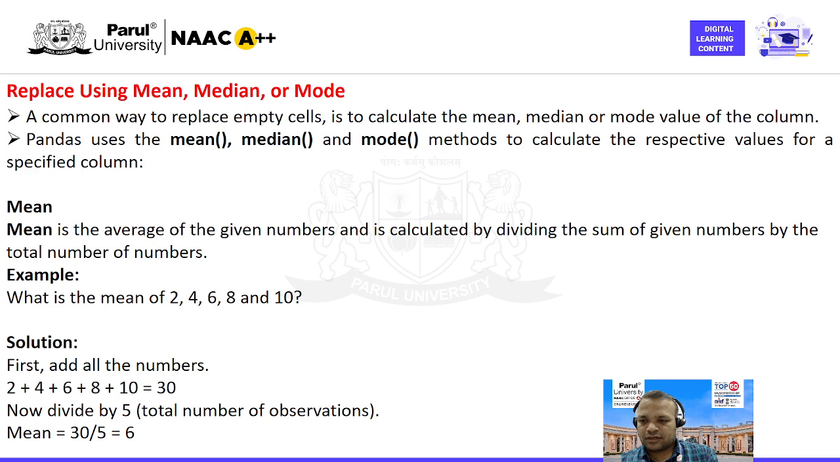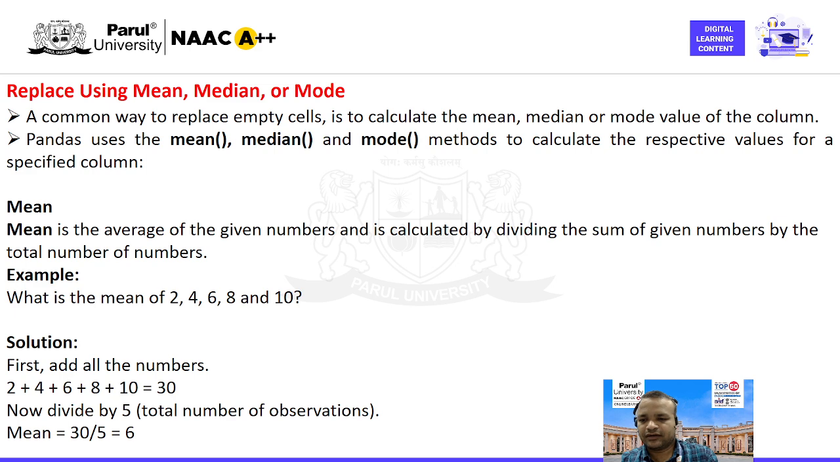Pandas is a library, as we discussed in the previous lecture, which we use for data manipulation. Pandas provides the mean, median, and mode functions to calculate the respective values for a specific column. What is actually mean, median, and mode? If you are from a mathematical background, you already know them. Mean is the average of the given numbers, calculated by dividing the sum of the given numbers by the total count of numbers.